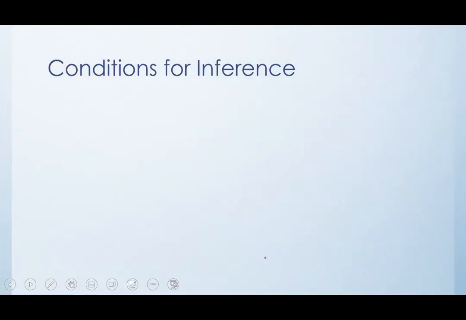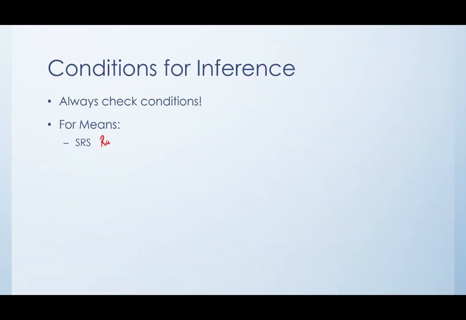All right, so we're going to start like we did with proportions. We're going to say, hey, what are the conditions for inference? And we want to always try to remember to check conditions, okay? So for means, we need a random sample, right? It doesn't have to be a simple random sample, but it needs to be random, selected in a proper manner, not a voluntary response sample, not a convenience sample, right? Stratified random sample, okay. Systematic random sample, but usually simple random sample.